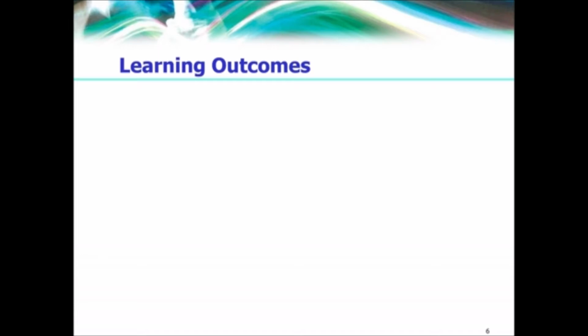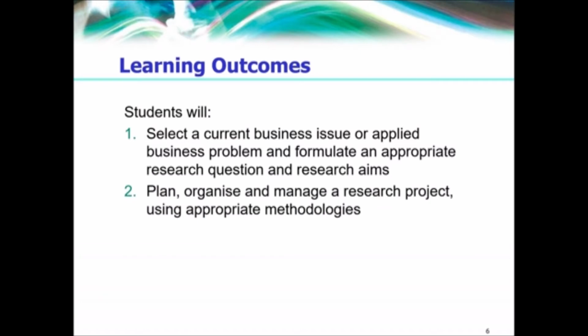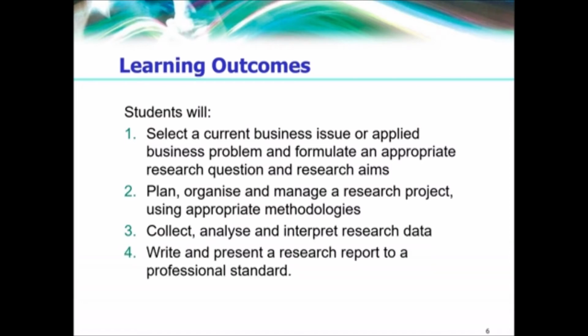Just quickly, I'm going to run you through the learning outcomes. On successful completion of this course, you should be able to select a current business issue or applied business problem and formulate an appropriate research question and research aims. To do that, you're going to need to be able to plan, organise and manage your research project using appropriate methodologies, which will then lead you to be able to collect, analyse and interpret research data, which will then enable you to write and present a research report to an appropriate standard.